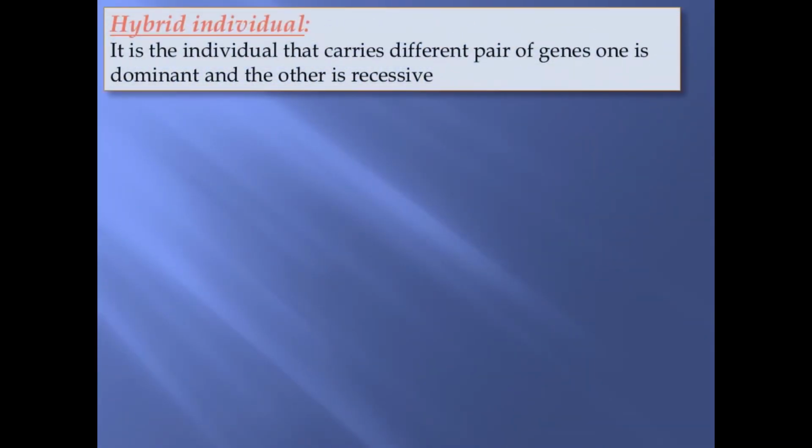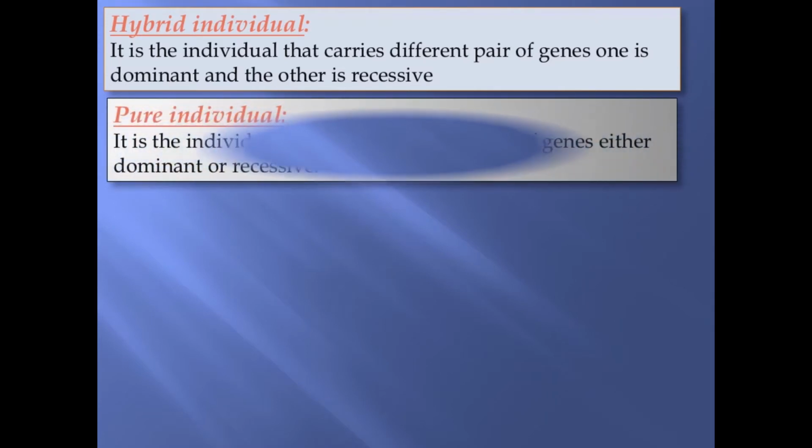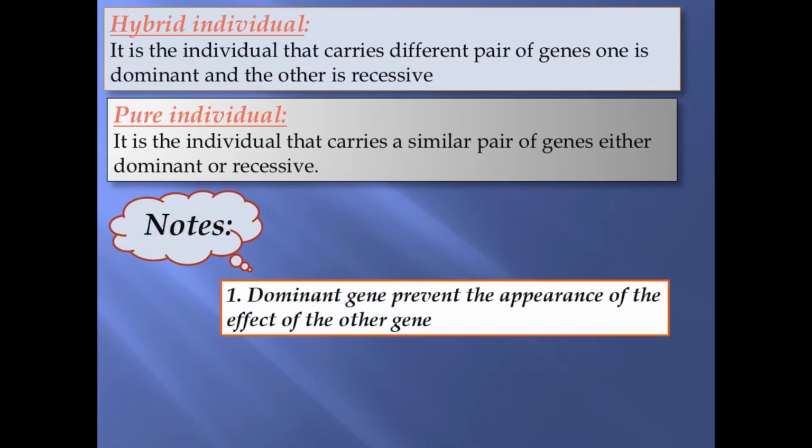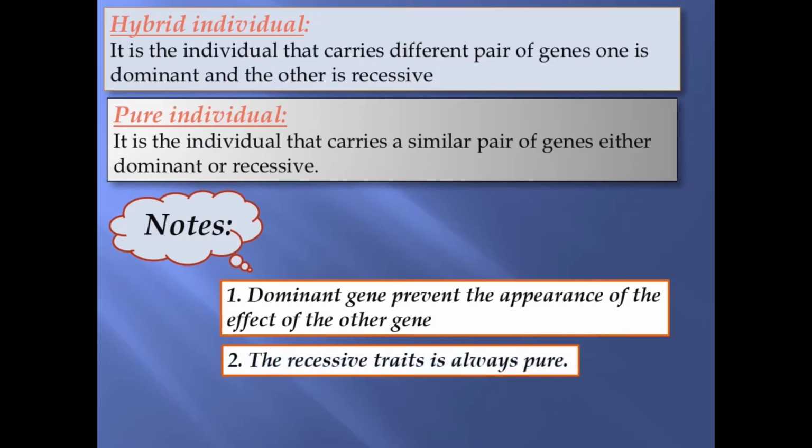A hybrid individual is the individual that carries different pairs of genes, one is dominant and the other is recessive, while a pure individual is the individual that carries similar pairs of genes, either dominant or recessive type. You have to remember that the dominant gene prevents the appearance of the effect of the other gene, and the recessive trait must always be pure.